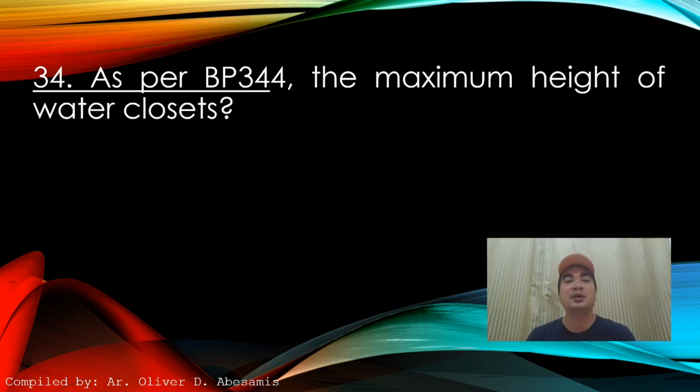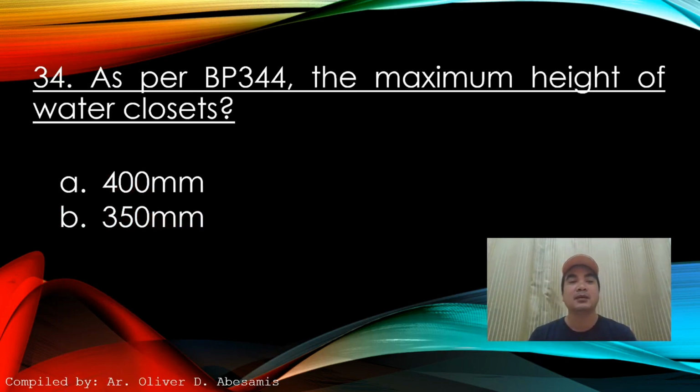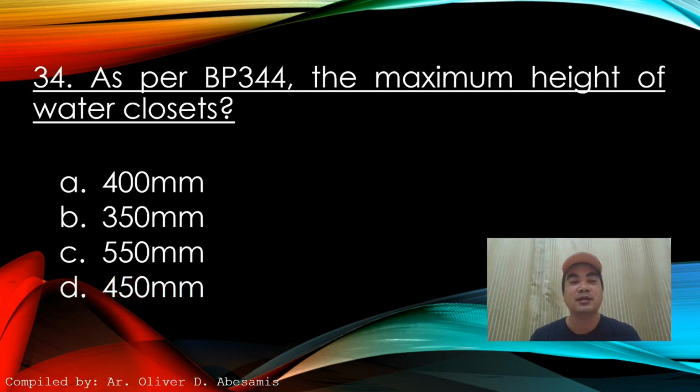34. As per BP344, what is the maximum height of water closet? A. 400 mm. B. 350 mm. C. 550 mm. D. 450 mm. Answer? D. 450 mm.